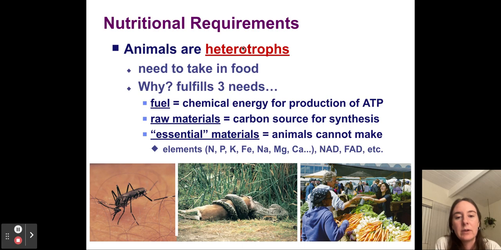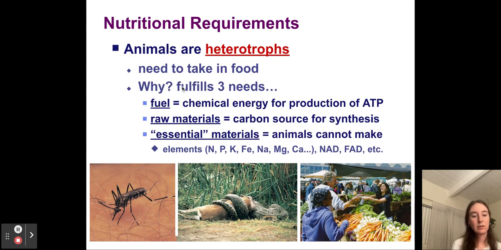Well, we know that animals are heterotrophs, so we don't have the ability to actually make our own food. So we need to take in food from other organisms that are living. Hetero means different and troph means food. So we get food from things that are different. And this is opposed to autotrophs. Autotrophs get energy from themselves. Auto means self, troph means food. So plants are autotrophs.